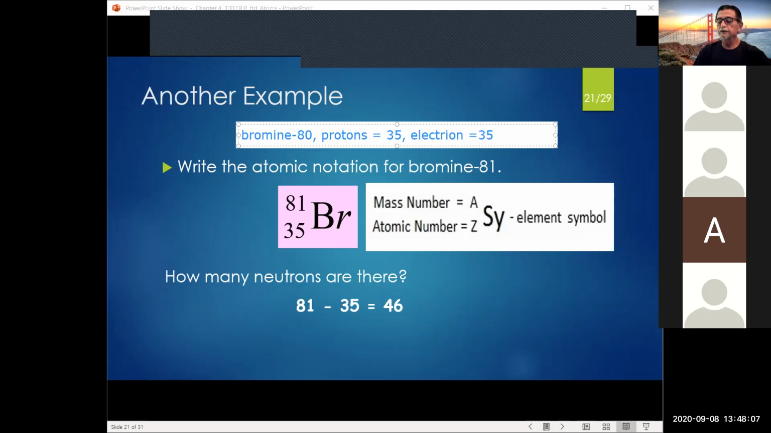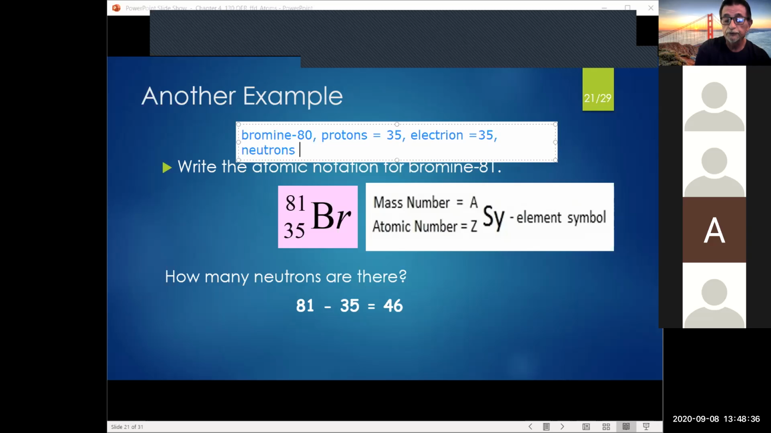So what is the difference between the two? The number of neutrons. Exactly. Because bromine 81 has 46 neutrons because we subtracted 35 from 81, right? How many neutrons do you think bromine 80 has? 45. It'd be 45, right? Exactly.